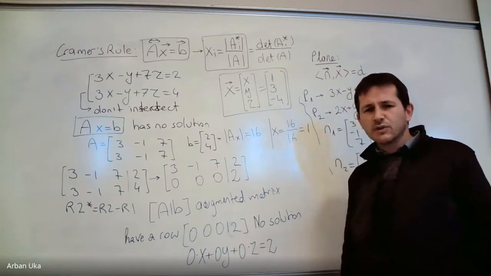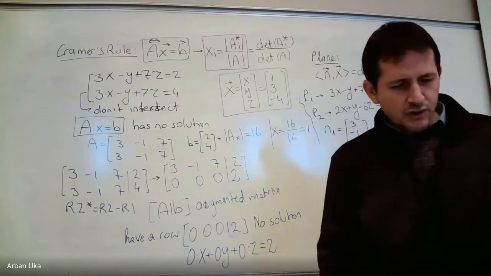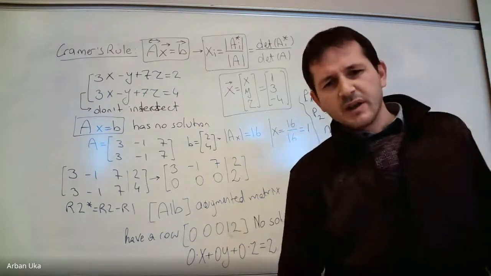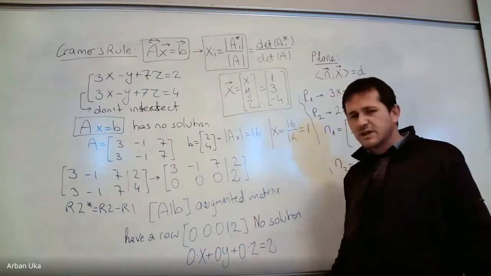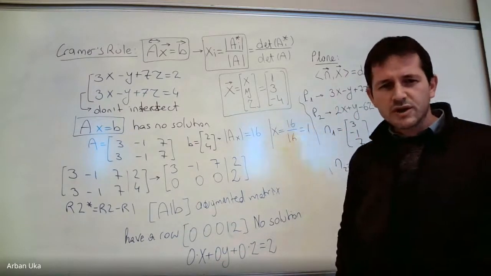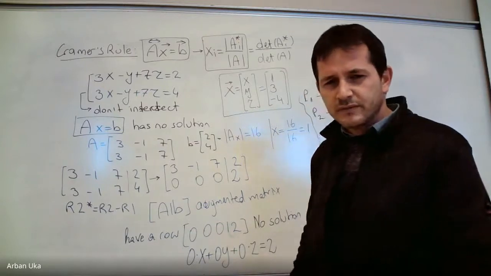Only Chuck Norris can do that. If you ask him, Chuck Norris will find you an x, y, and z such that 0 times x plus 0 times y plus 0 times z is equal to 2. But probably you don't know Chuck Norris. Who knows Chuck Norris?